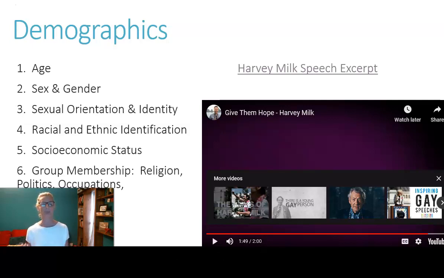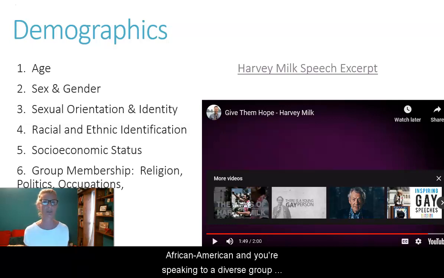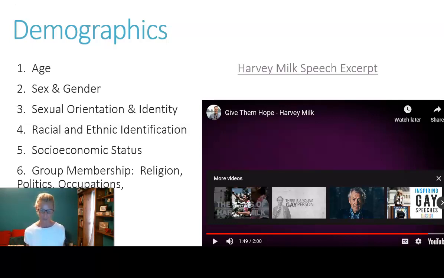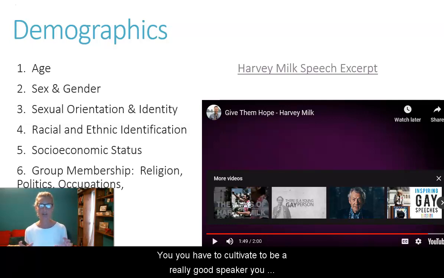And same thing, if you're a speaker that is African American and you're speaking to a diverse group as well, you're speaking to a group of white people or a group of Asian people or a group of mixed people, you too want to make sure that you're conscious of the race of your audience. And race is something that's very, very difficult for people in this country to talk about, but it's important that we have conversations so that we can better understand each other. And also, as a speaker, to be a really good speaker, you have to cultivate an understanding of our U.S.